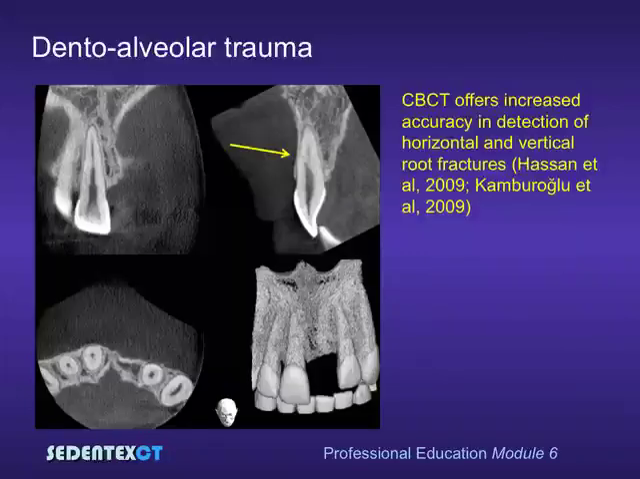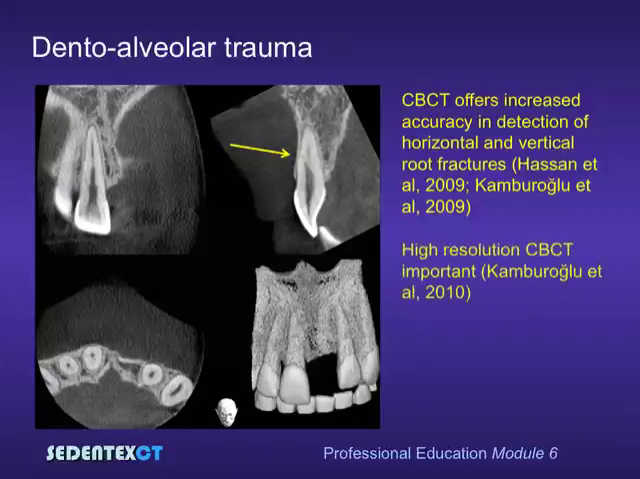What about trauma to teeth and the dentoalveolar region? Here we have got some reasonably good evidence, and that is that cone beam CT offers increased accuracy in the detection of horizontal and vertical root fractures. However, it has been pointed out that high-resolution cone beam CT is important in diagnosis, so the ability of a cone beam CT piece of equipment to contribute to diagnosis is often dictated by its resolution capabilities.